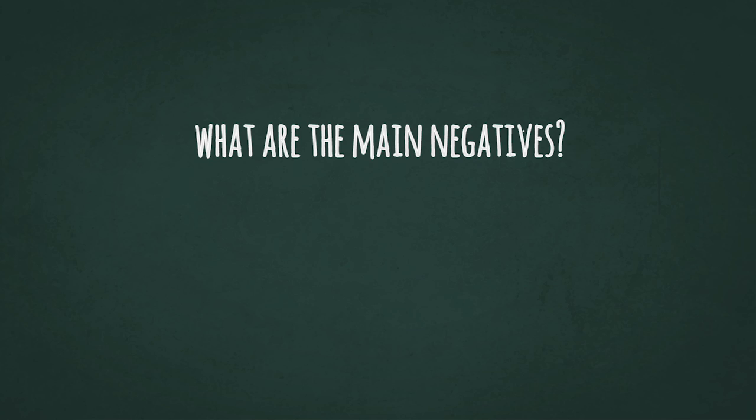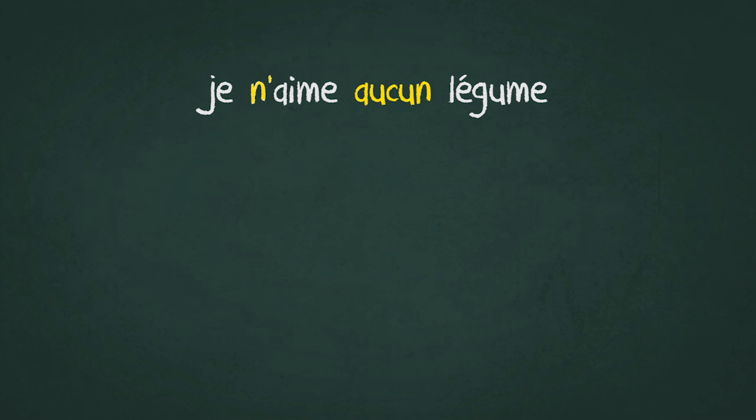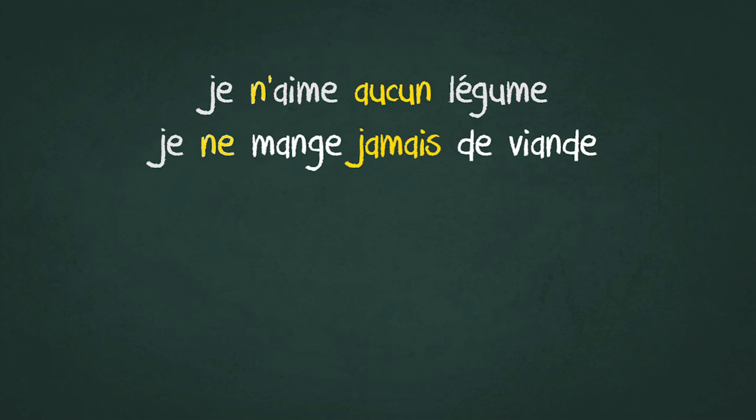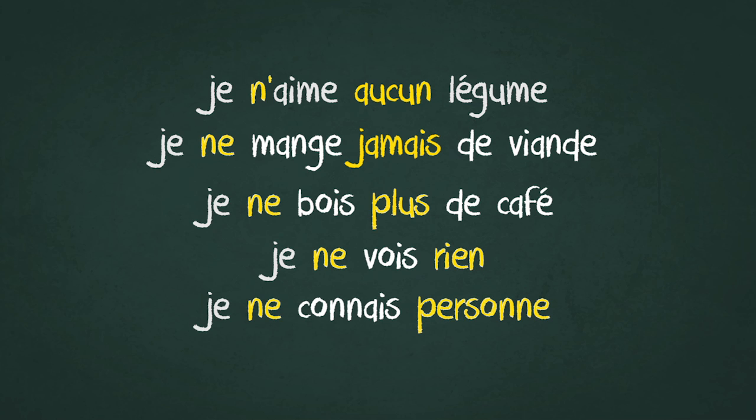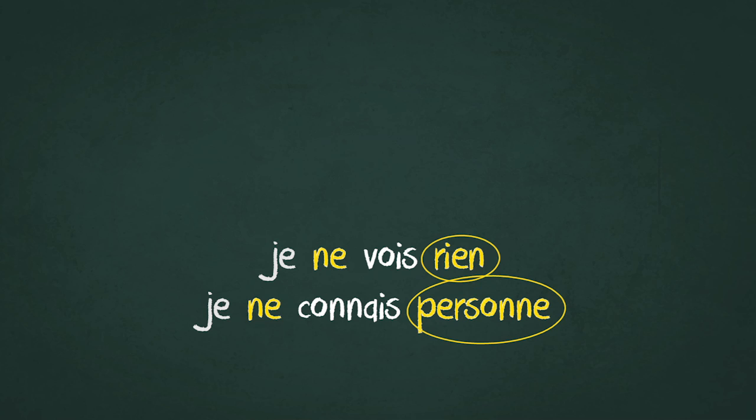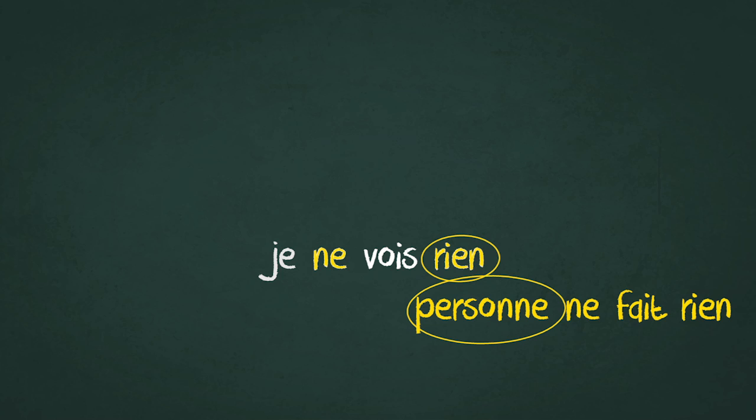Now, one final point. What are the main negatives? Here they are. Je n'aime aucun légume. I like no vegetable. Je ne mange jamais de viande. I never eat meat. Je ne bois plus de café. I don't drink coffee anymore. Je ne vois rien. I see nothing. Je ne connais personne. I know nobody. Remember that these two can become personne ne fait rien, rien n'est fait, depending on what you want to say. And that is the position of your negatives.